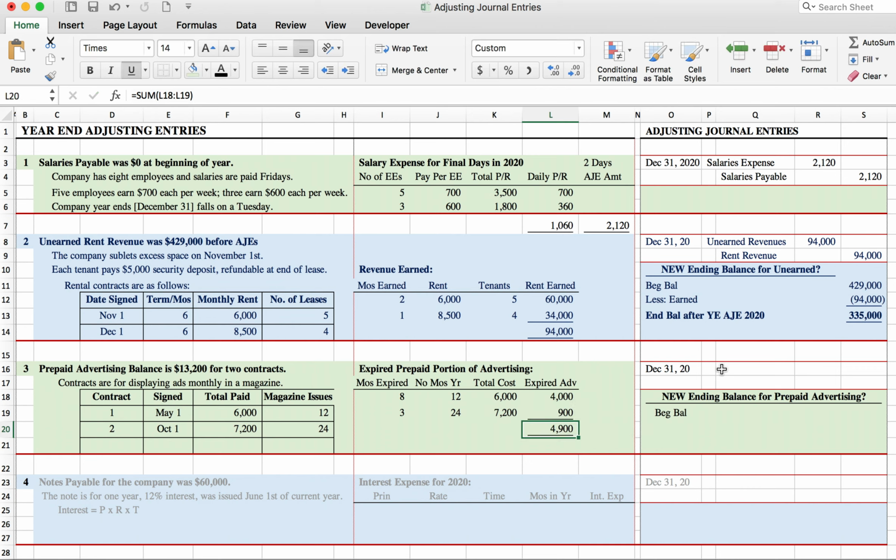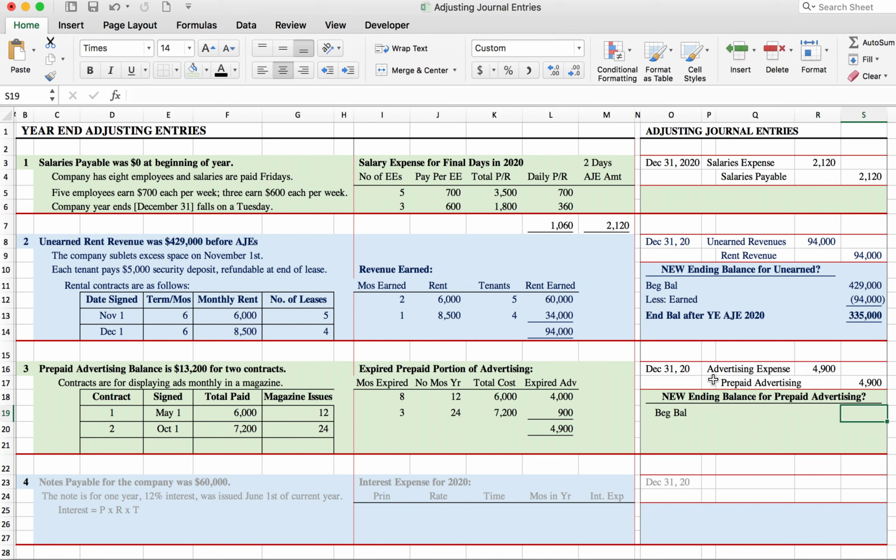My adjusting journal entry will look like this. Anytime prepaid advertising has expired, now I have advertising expense. The advertising expense is equal to 4,900. And what I'm going to do is reduce the prepaid advertising by that amount. So my prepaid advertising is credited 4,900.